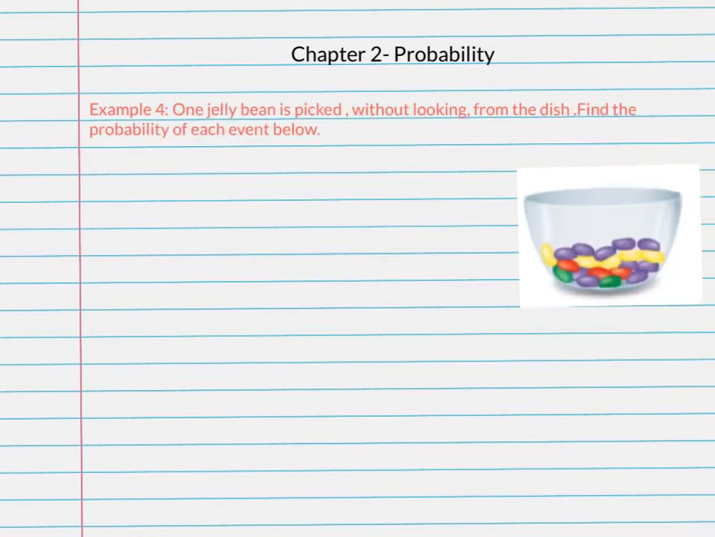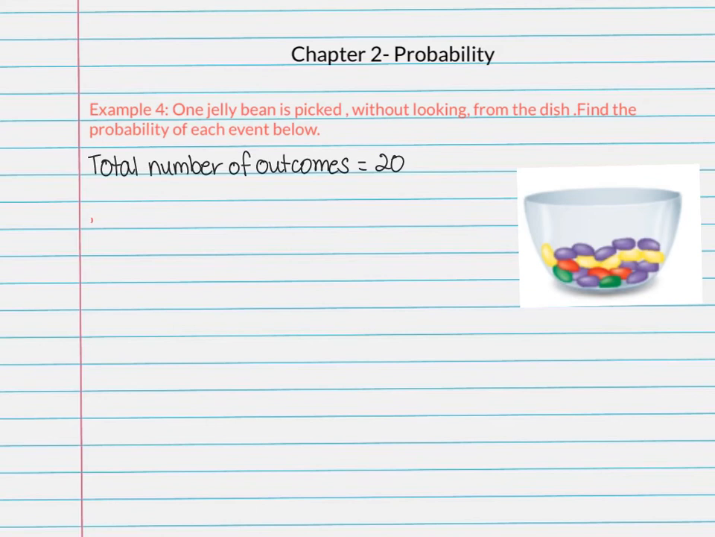Example 4. We have a bowl of jelly beans and one jelly bean is picked. Without looking, the question is find the probability of each event below. Before we start, as we agreed, we need to find the total number of outcomes. If you count all the jelly beans inside, you are going to get a value of 20.